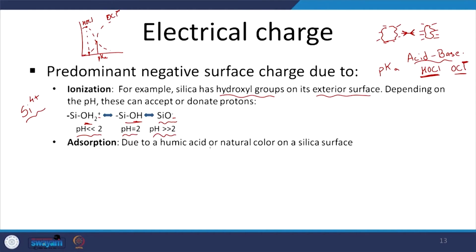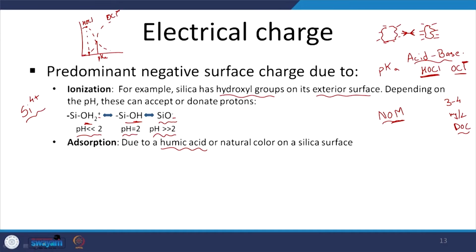Another is adsorption of humic acid or natural color on the silica surface, or let us be concerned with humic acid. We know that water has a lot of natural organic matter, even 3-4 milligram per liter of DOC, that means there is a considerable amount of organic matter.